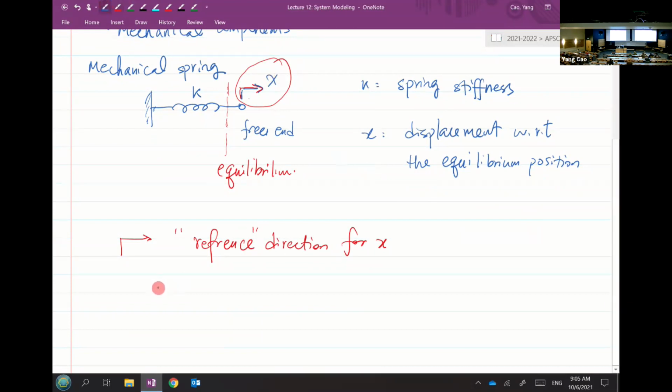To describe the spring, we use Hooke's law. F is the amount of force, or we call that the restoring force, generated by the spring. As you can clearly see, the restoring force is in the opposite direction of this x, which is the displacement with respect to the equilibrium.